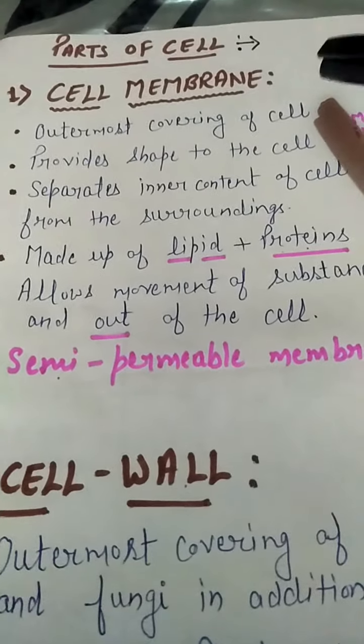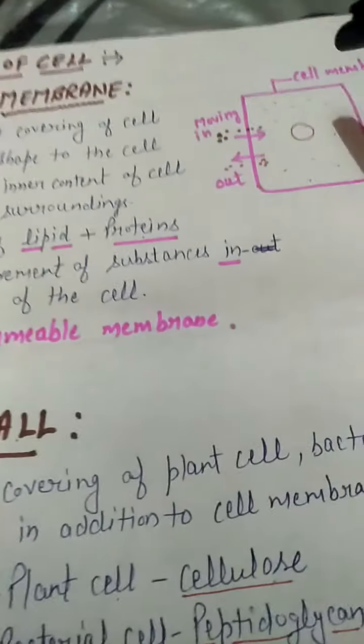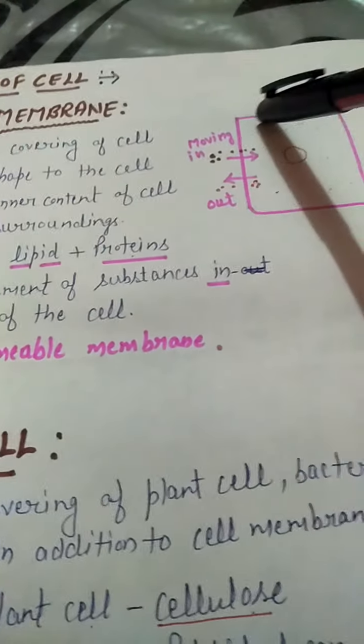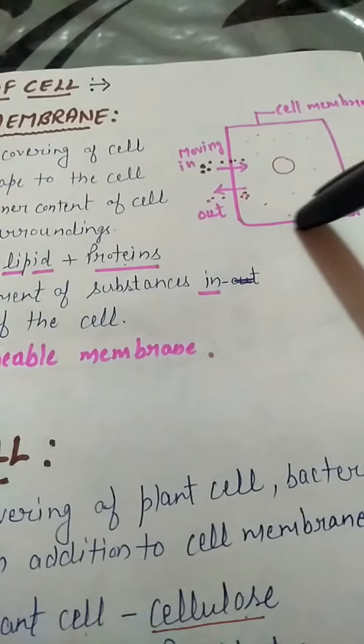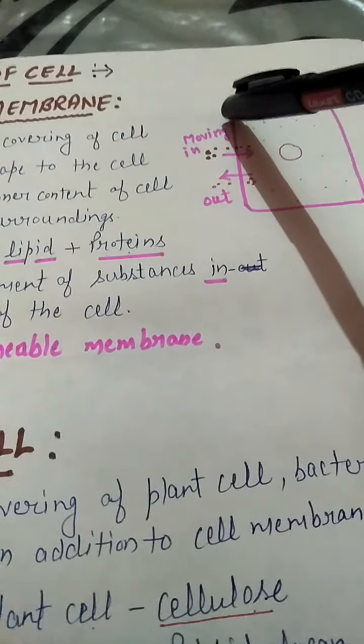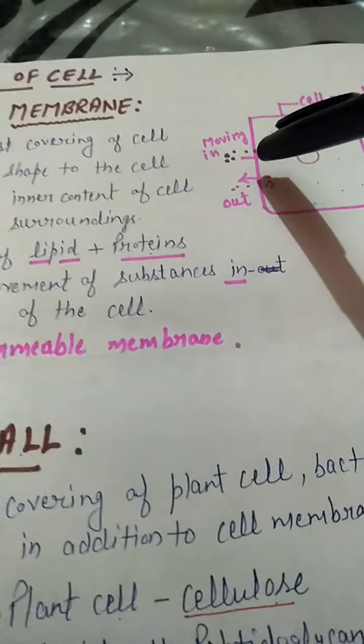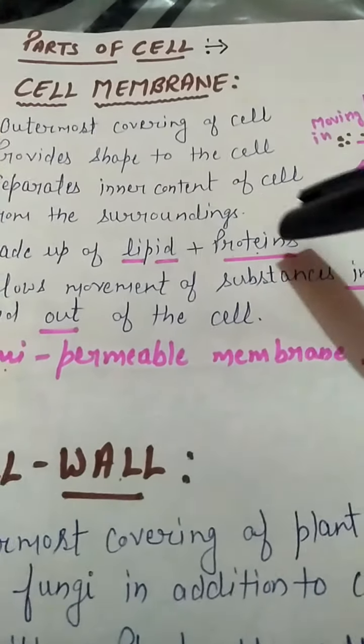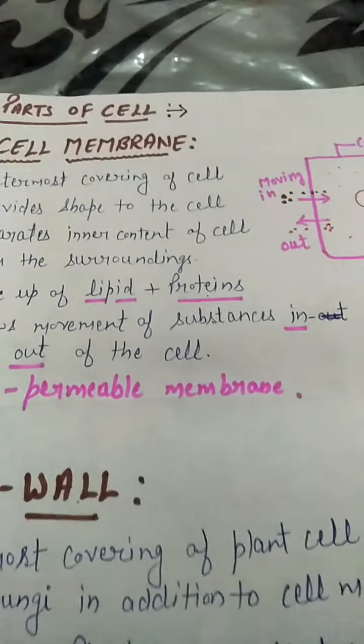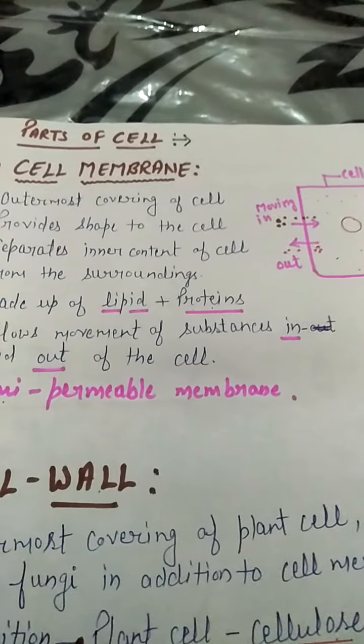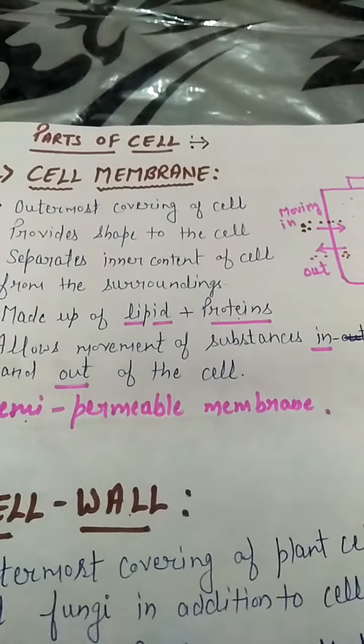Cell membrane. What is cell membrane? Cell membrane is the outer covering of the cell. And what is its composition? It is made up of lipids and proteins. I can show you the cell membrane here.